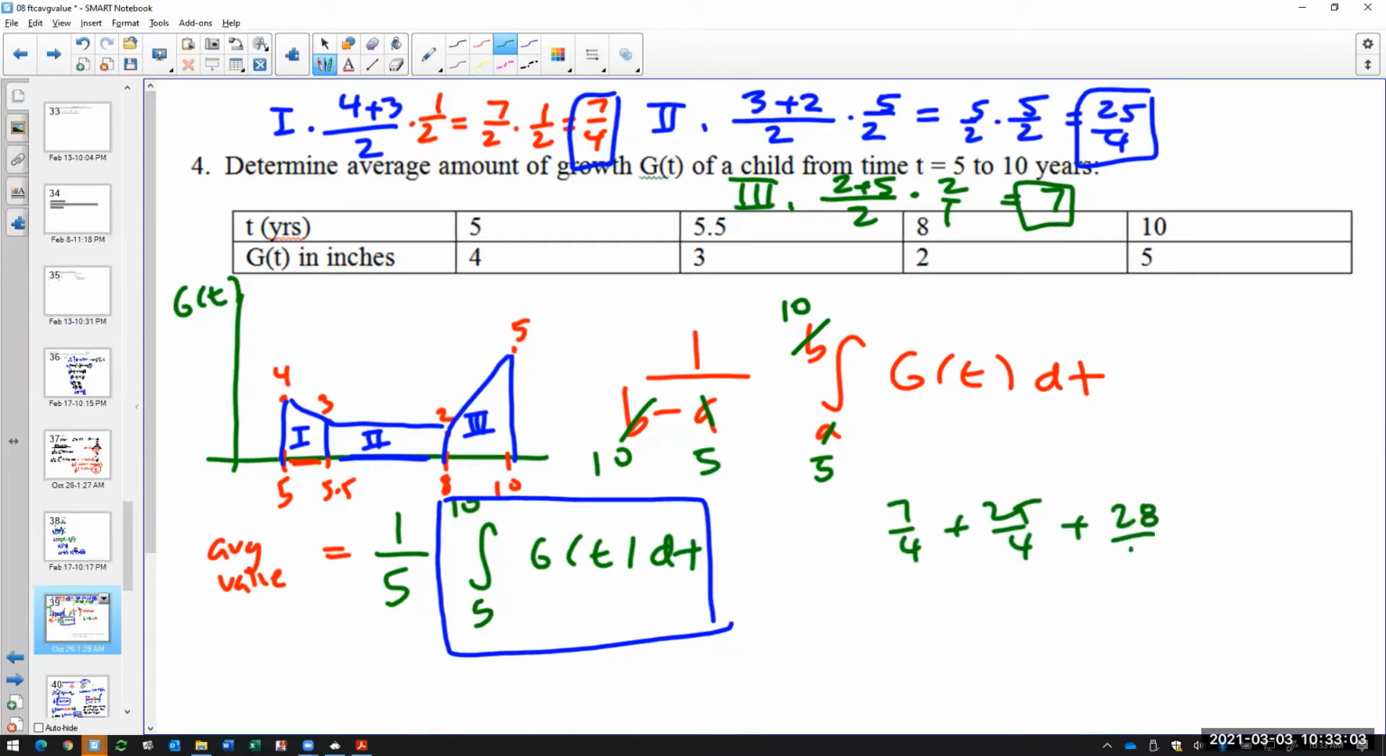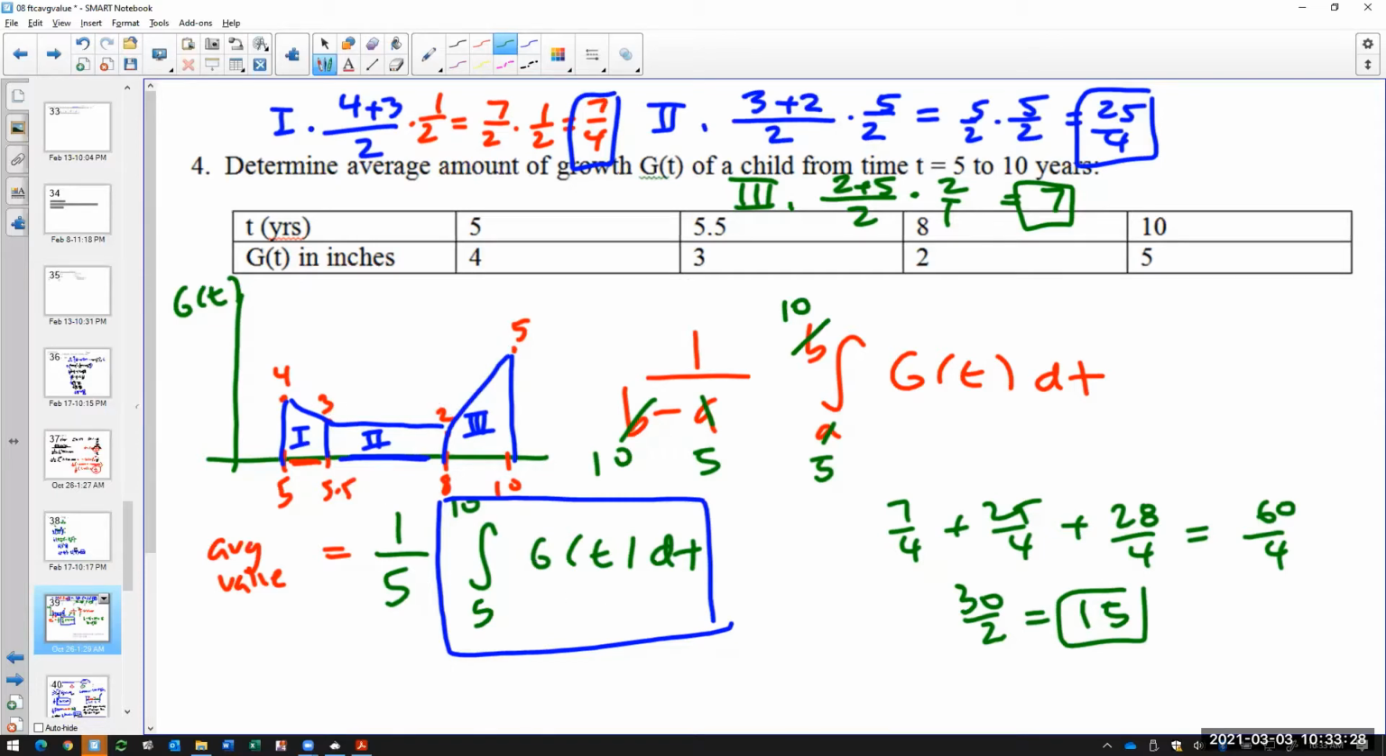I am just trying to add fractions without a calculator. So that's going to be 53 plus 7, which is 60 over 4. So I get 30 over 2, which is 15. Okay, be careful though. 15 is not the answer because 15 is just the area under the curve, right, from 5 to 10. It's the area under G from 5 to 10. You guys agree that that's 15.